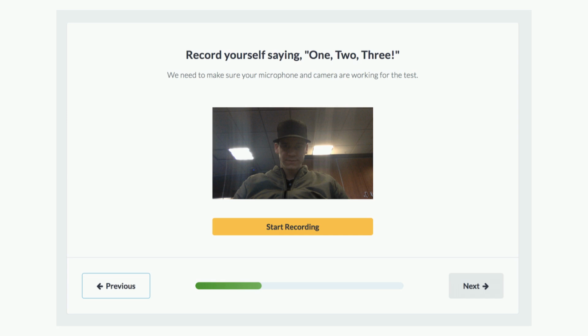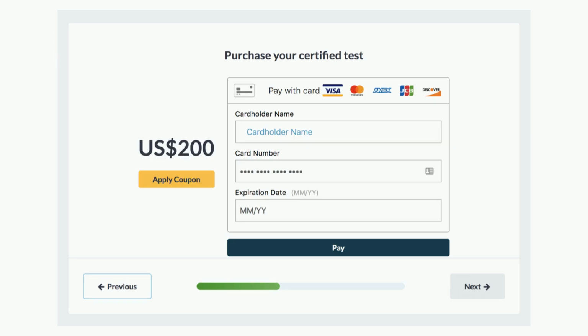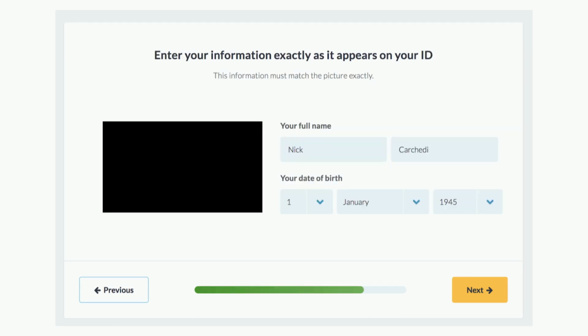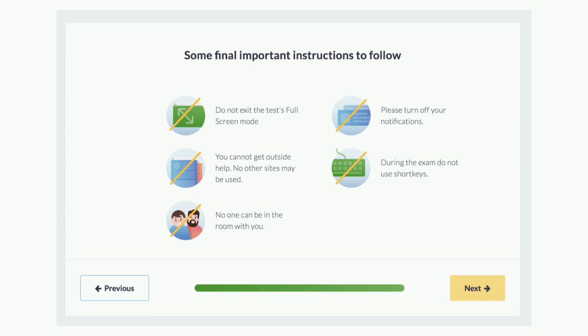Basically, that their camera and microphone are working on their computer because they will be recorded while they're taking the exam. Then we ask them to pay us. They can do credit card, or there's the option to apply a coupon, which might be provided by your employer if they purchased in bulk. Then we photograph both sides of an ID. This could be a driver's license, government-issued ID, passport, etc. Take some personal information, and then a few words of wisdom before they get started.